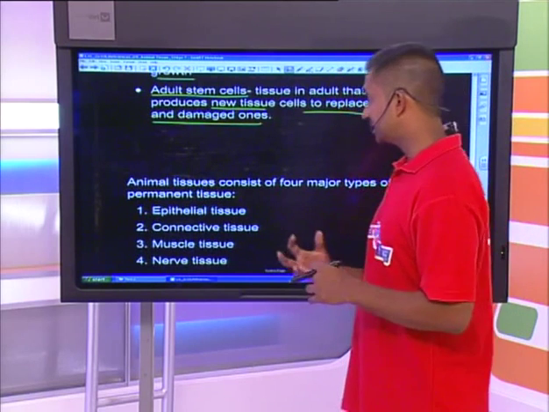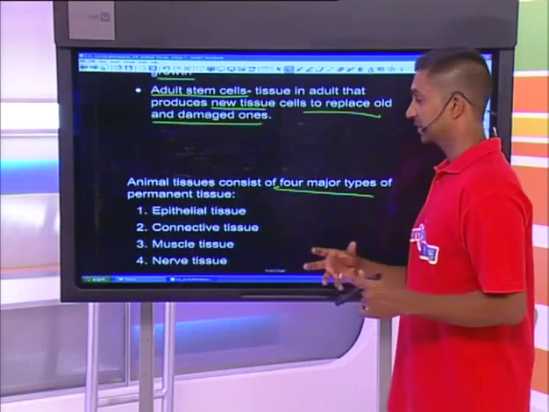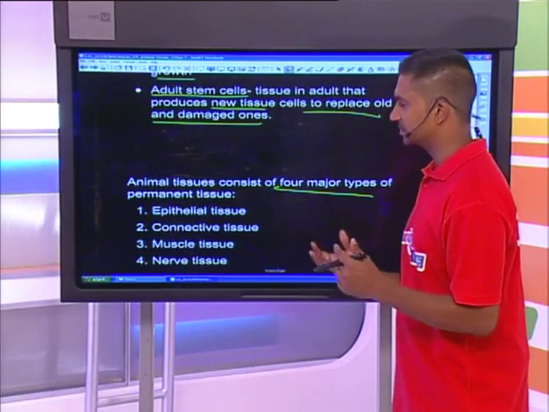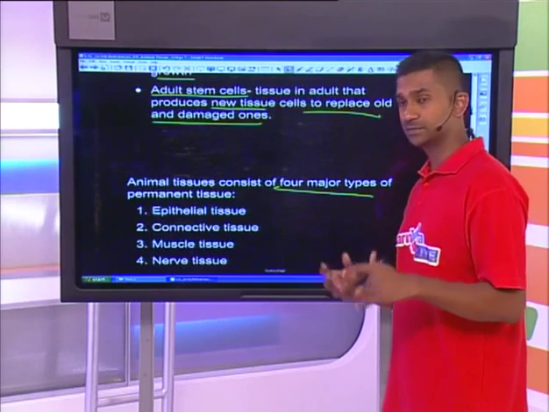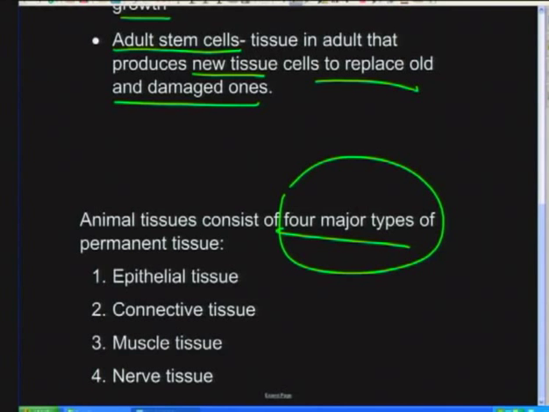Okay, so animal tissue, the permanent tissue, consists of 4 major types. We looked at the meristematic tissue, or the stem cell tissue. Here we're looking at now the permanent tissue. Now this is permanent tissue which has become specialized as an organism ages and becomes mature. Right. So we're going to look at 4 major types of tissues today. We're going to look at the epithelial tissue. We're going to look at connective tissue. We're going to spend lots of time looking at muscle tissue and nerve tissue.